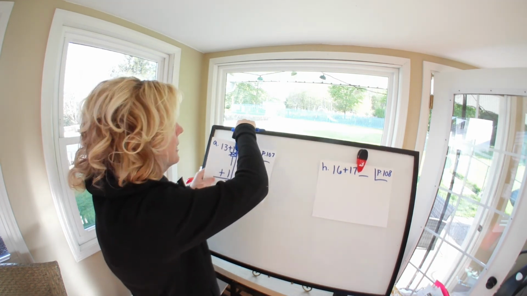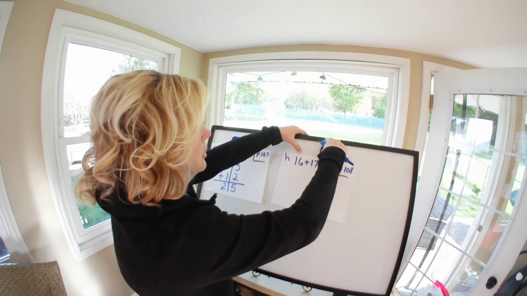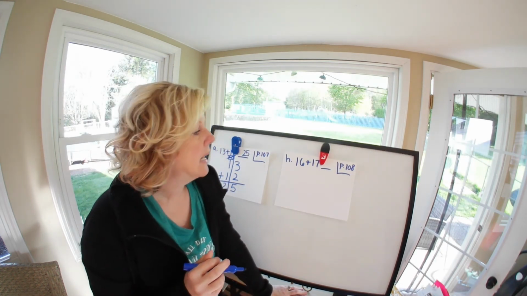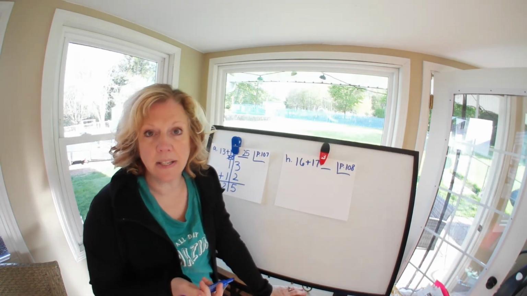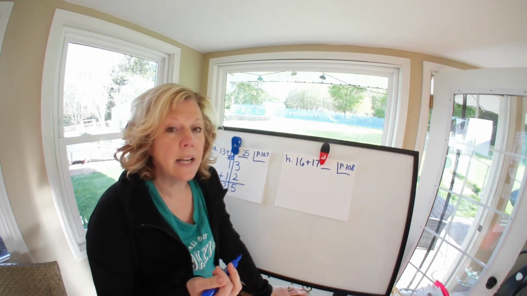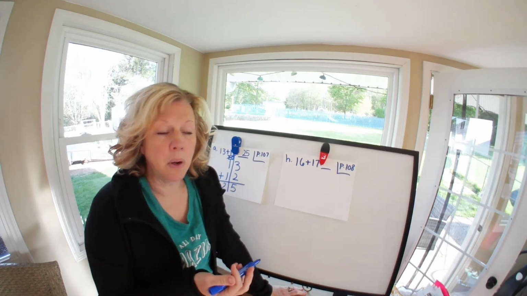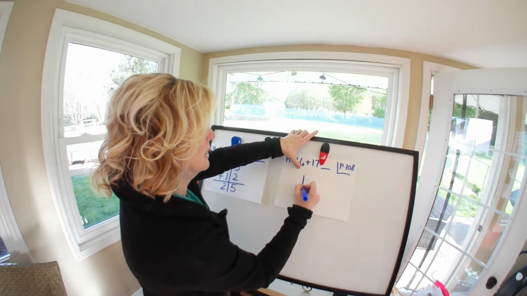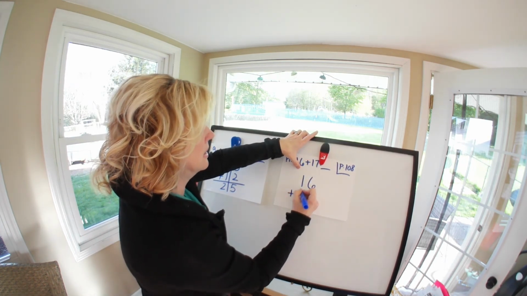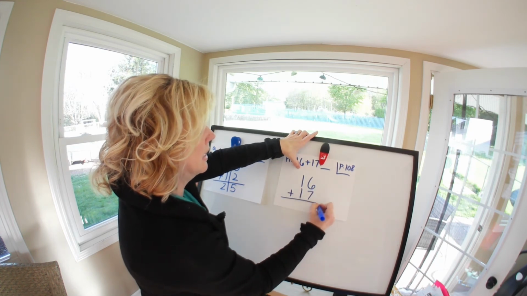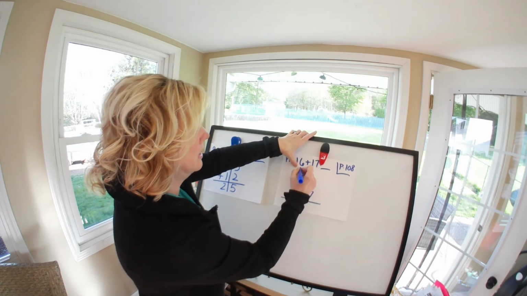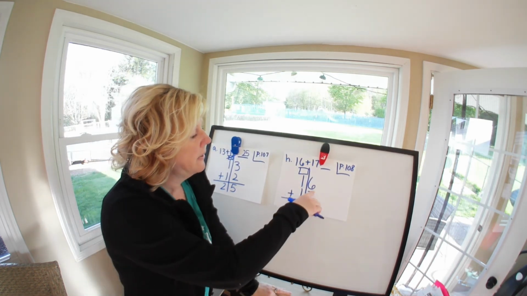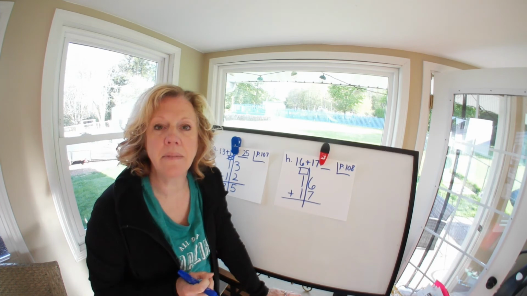Now, let's take a look at letter H. Now letter H, again, this is on page 108, and this is 16 plus 17. Now, again, I told you in the last part that the smaller number can come first. It doesn't matter. So we're going to put 16 plus 17, and we're going to draw our line, and we're going to draw our box. Okay? Now, I need to figure out what 6 plus 7 is.